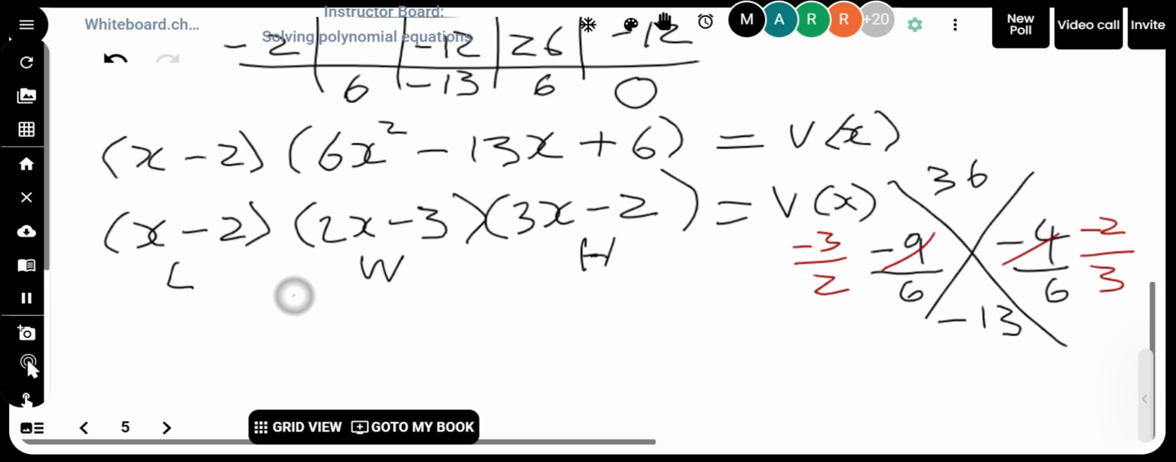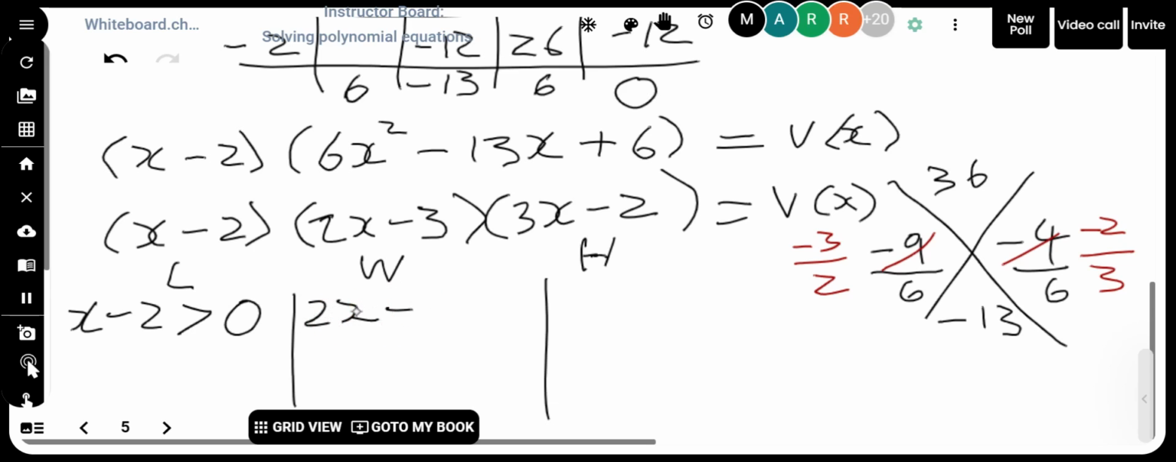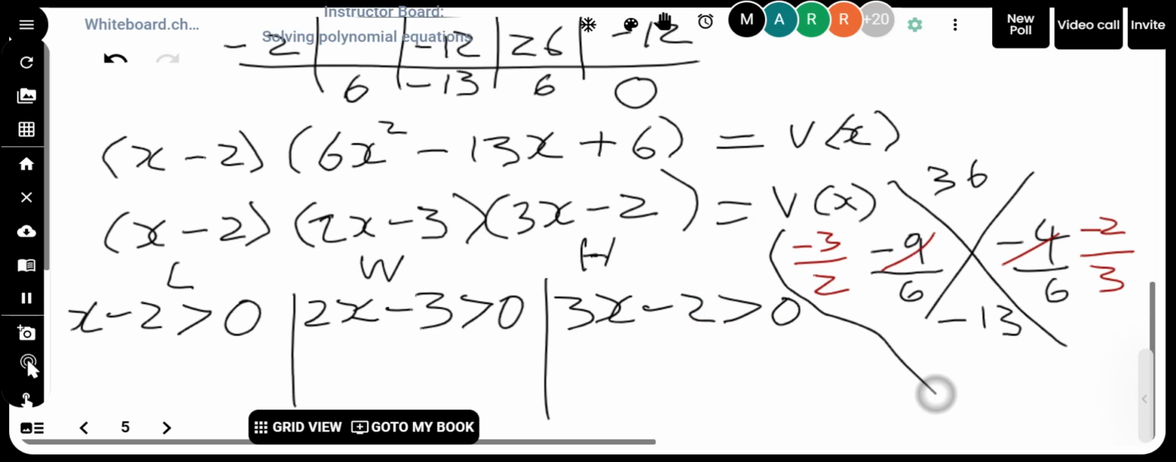We have to now say 3 different what are called inequalities. X minus 2 must be greater than, not even equal to, but greater than 0. Jeremiah's observation is correct. It can't be 0, but it has to be more than just not 0. It has to be positive. The 2x minus 3 must also be greater than 0, and the 3x minus 2 must also be greater than 0. Let's put a line here to separate all of that. So those are 3 conditions that we have to meet.